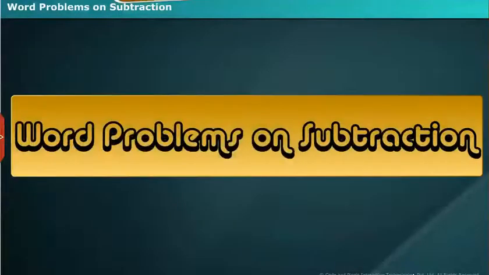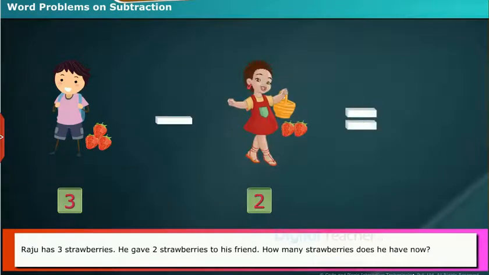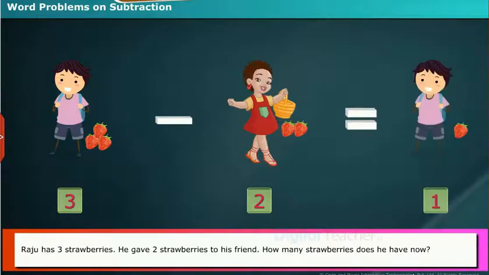Word problems on subtraction. Now, we will learn about word problems on subtraction. Raju has 3 strawberries. He gave 2 strawberries to his friend. How many strawberries does he have now?